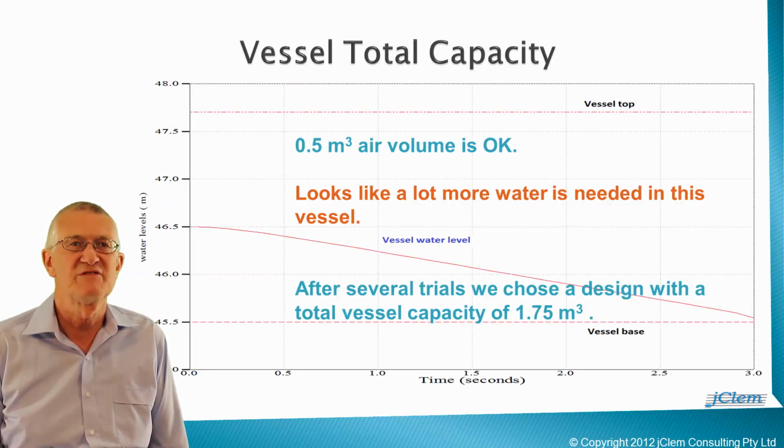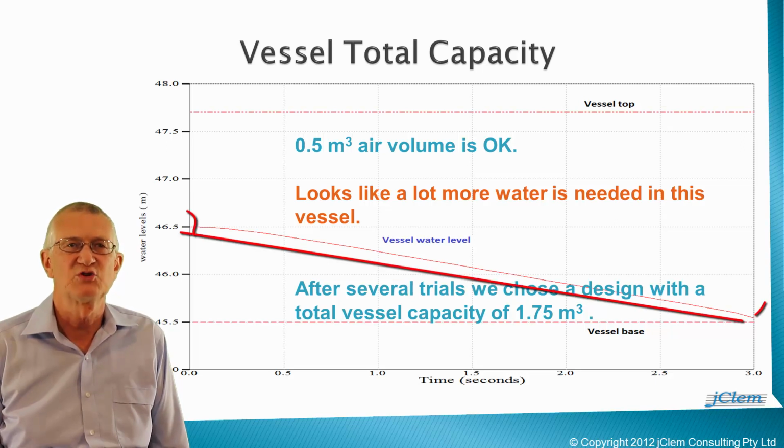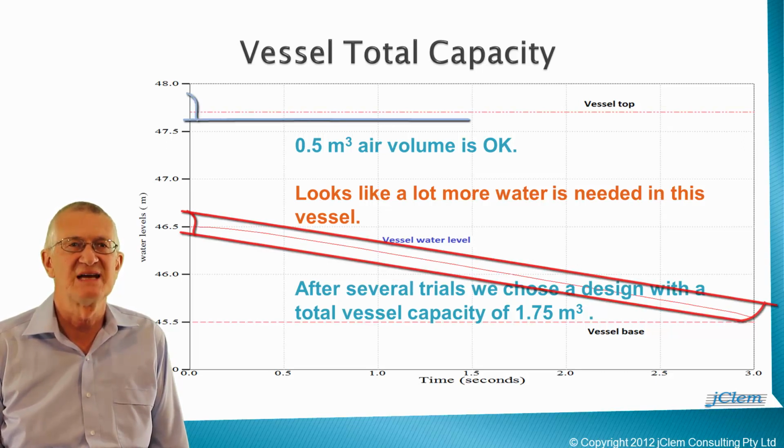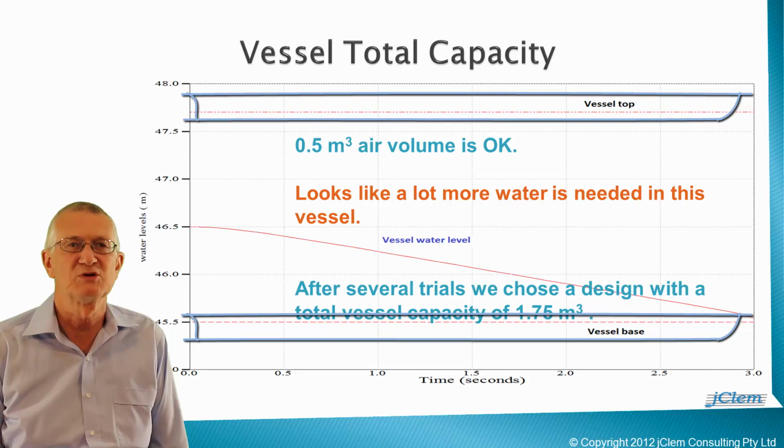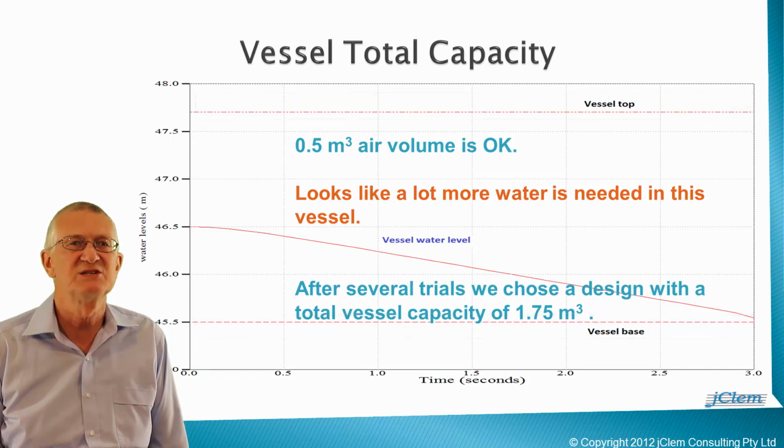Satisfied that 0.5 cubic metres is the appropriate initial air volume, step 2 of the design process is to look at the amount of water available in the pressure vessel. In this presentation, I will only show the initial unsuccessful trial run. By tracing the water level in the vessel and defining the vessel's top and bottom levels, it's very easy to evaluate the quantity of water required in the vessel.